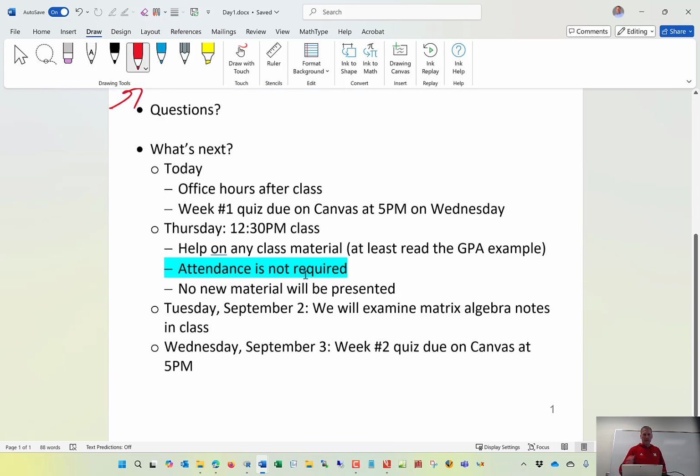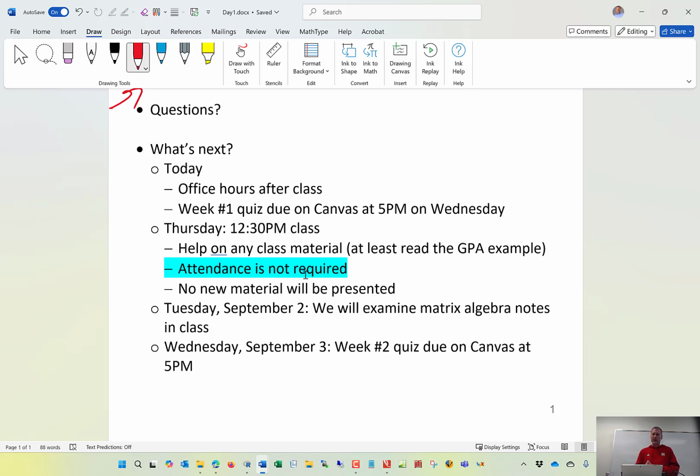Okay, so what's next in our class? Well, first of all, are there any questions? Right after class, I'll have office hours. Do note that there is another class that comes in here, so if you want to catch me and ask some quick questions, depending upon how quick it is, we might have to actually exit the classroom. Please complete the week number 1 quiz on Canvas by 5 p.m.